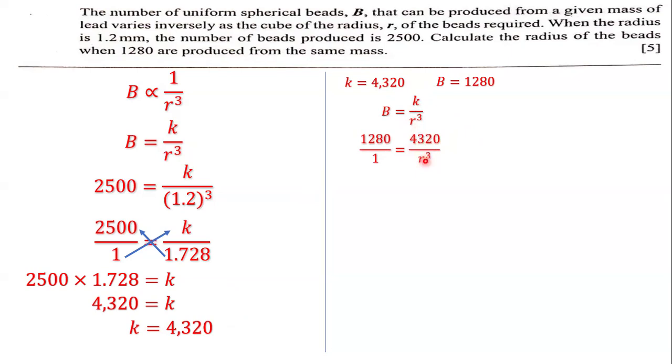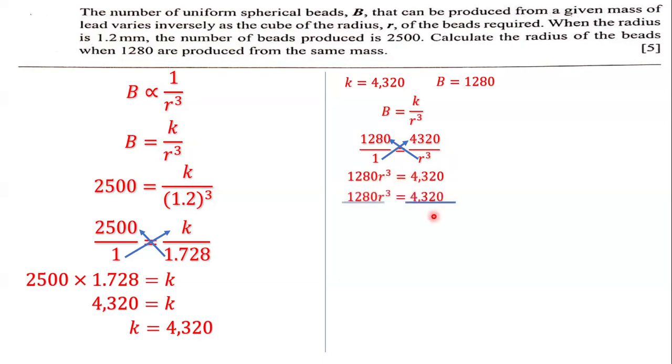We don't know what R is; we're trying to figure out what R is. But we know that B is equal to 1,280. So we substitute that and put it over 1. Then we cross multiply. We have that 1,280 multiplied by R cubed is equal to 4,320.